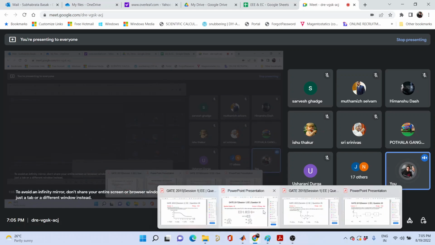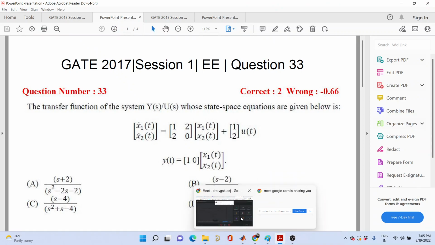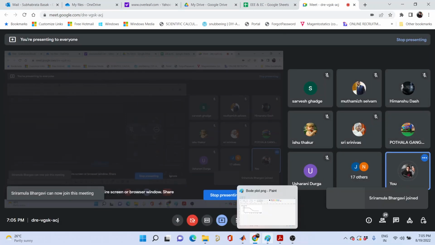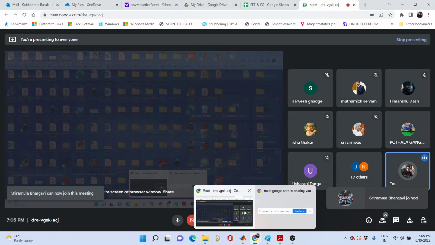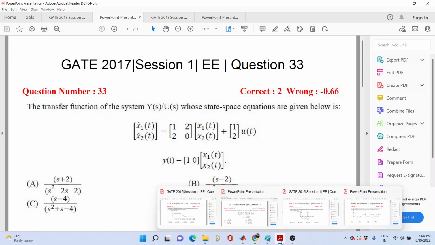So what I'm saying is I will be showing you a question, and I will be giving you 3 to 5 minutes of time, and you have to solve it. After 3 minutes, I will ask you what answers you have got. So that is the way we go ahead. This is the question. x1 and x2 are the states. This is the state equation given to you, and you have to find the transfer function. Your time starts now. It is 7:06. I will be discussing again at 7:09, 3 minutes time.